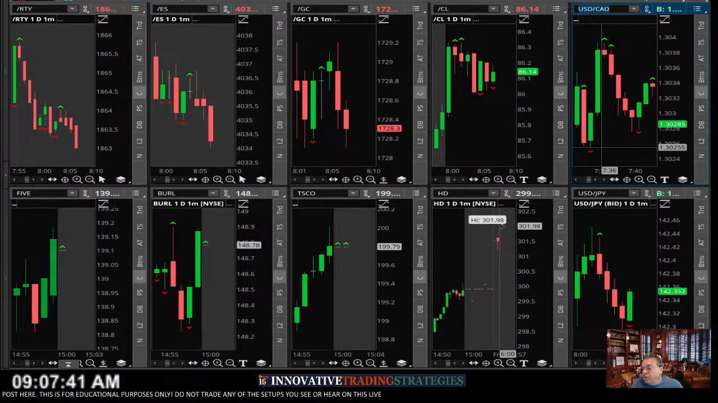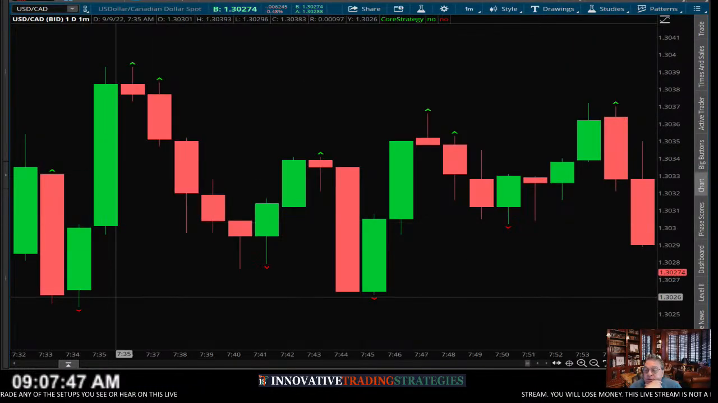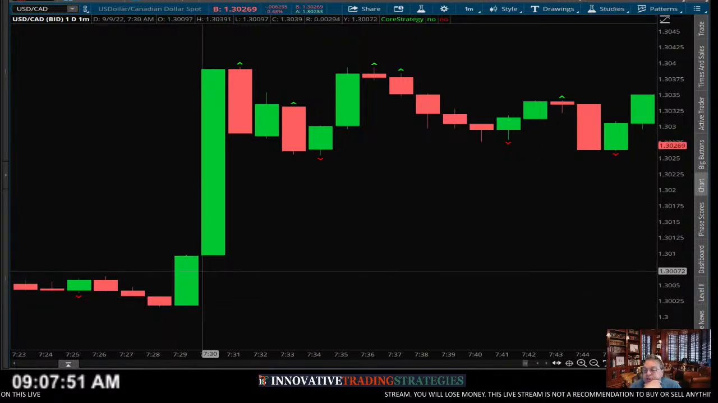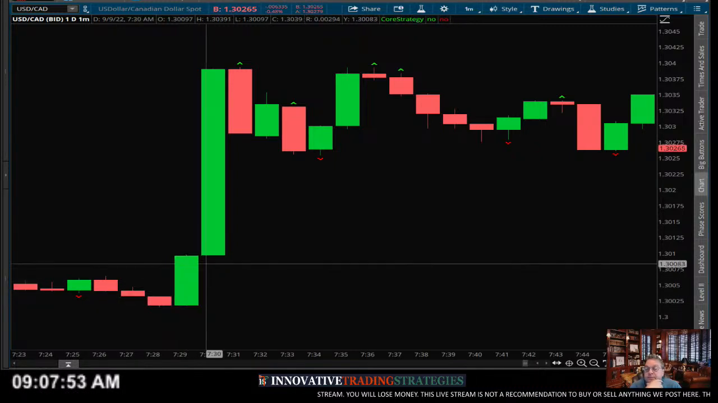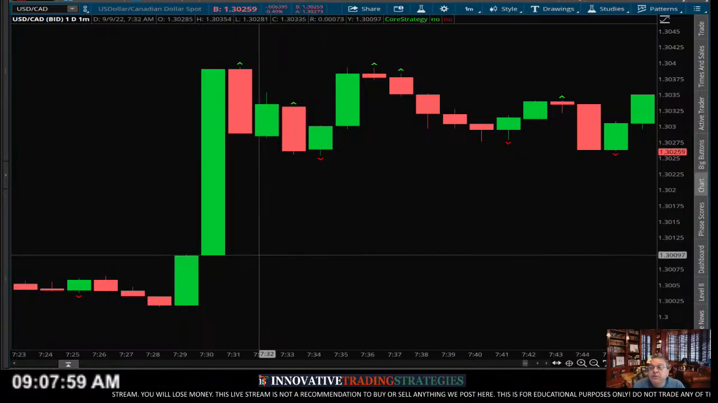Just gonna go back here real quick. Let's take a look at this Canadian dollar. Wow, look at that spike. Yeah, sure enough. Pretty good move on that Canadian dollar on that report. So definitely the opportunities there if you're trading the Canadian dollar early this morning.